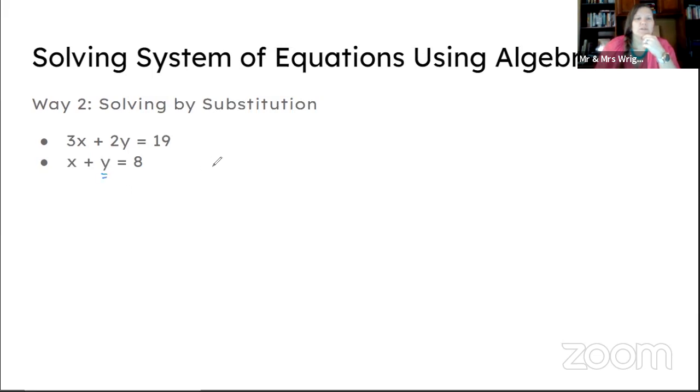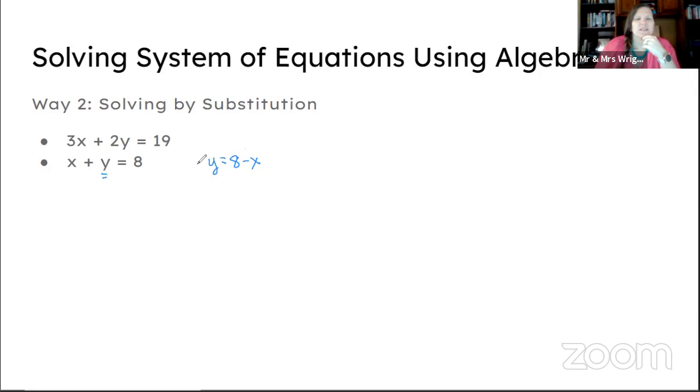So if I'm going to solve for Y, it's going to be Y equals 8 minus X. That's the same equation as this, right? I've taken my X and I've switched its side, so I had to switch its sign. Basically, I subtracted X from both sides, right? So now I have this equation, Y equals 8 minus X.